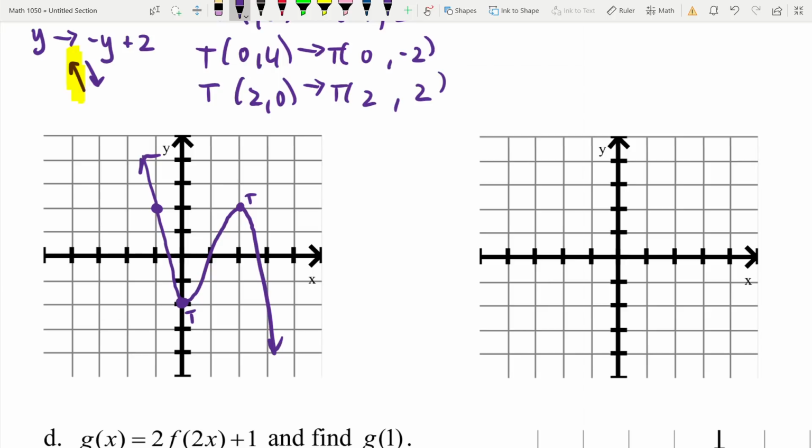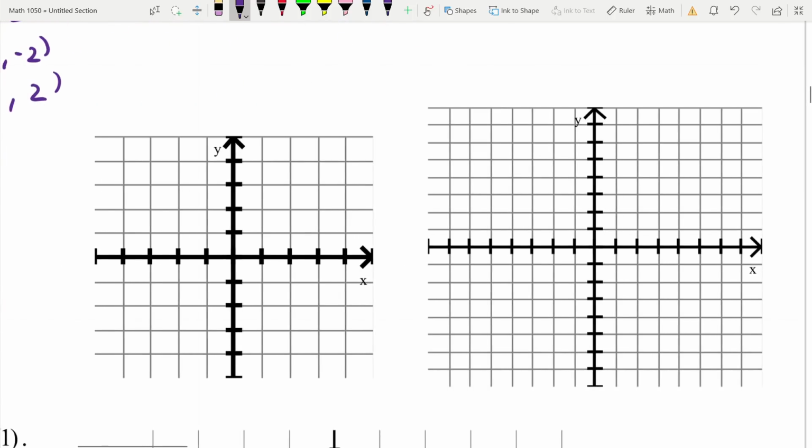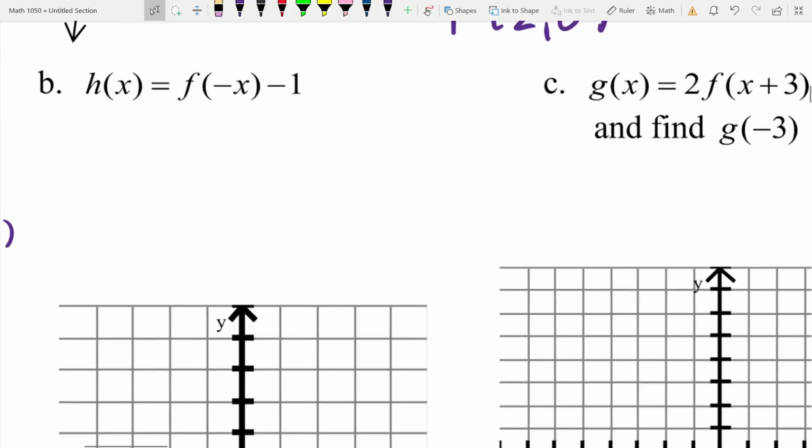Okay, that's what it was like on the final. Let's do the next one. Nice and slowly. Okay, here we go. Let's do x becomes, y becomes.